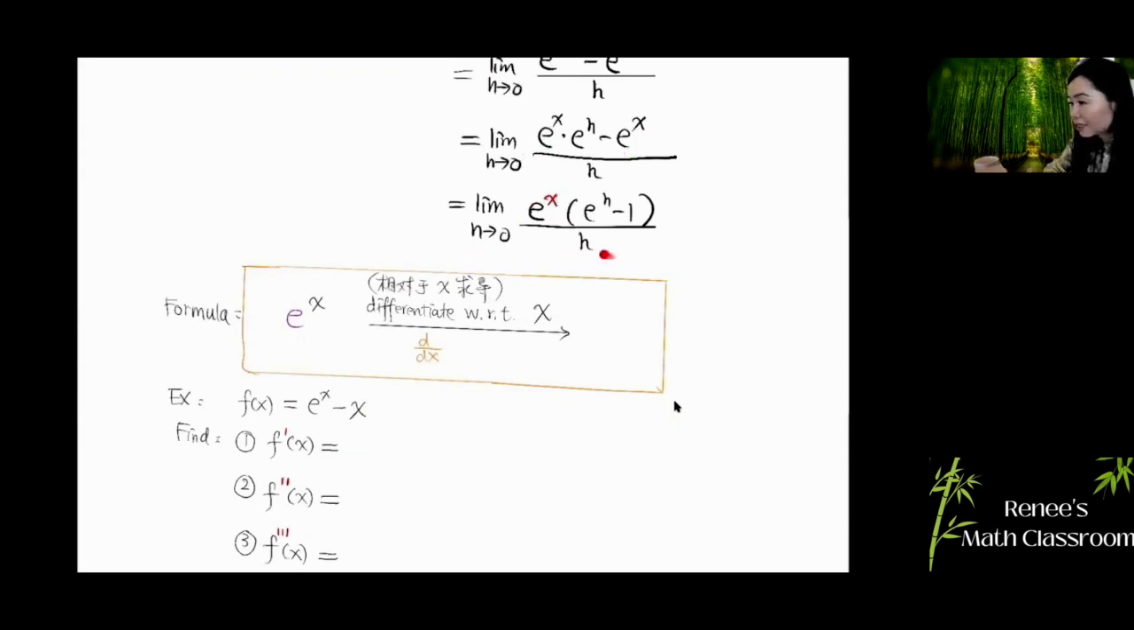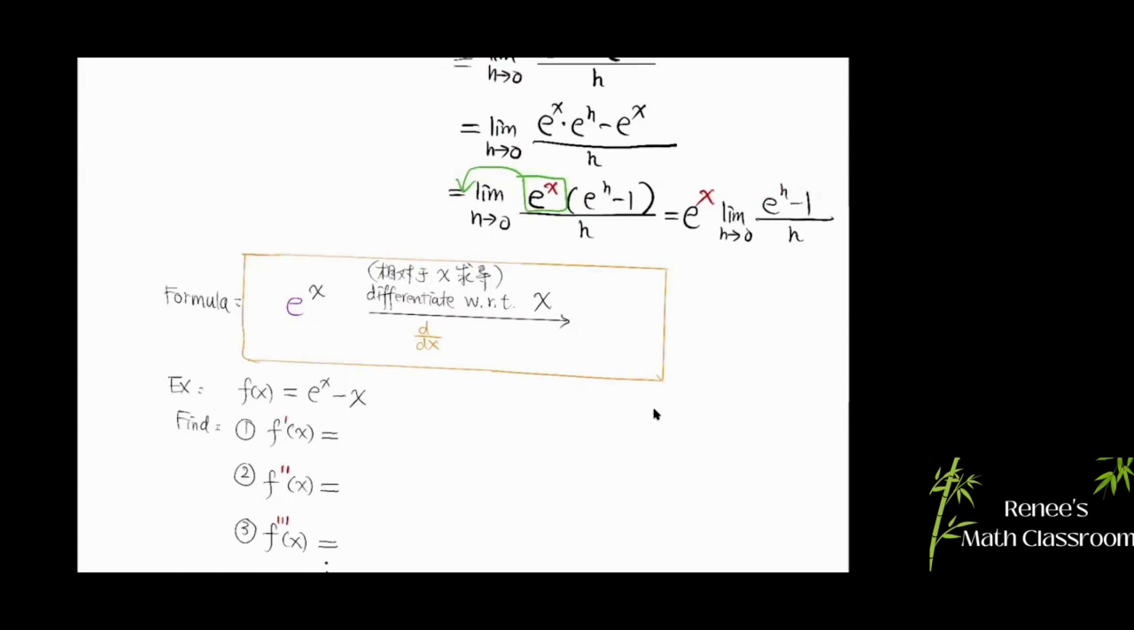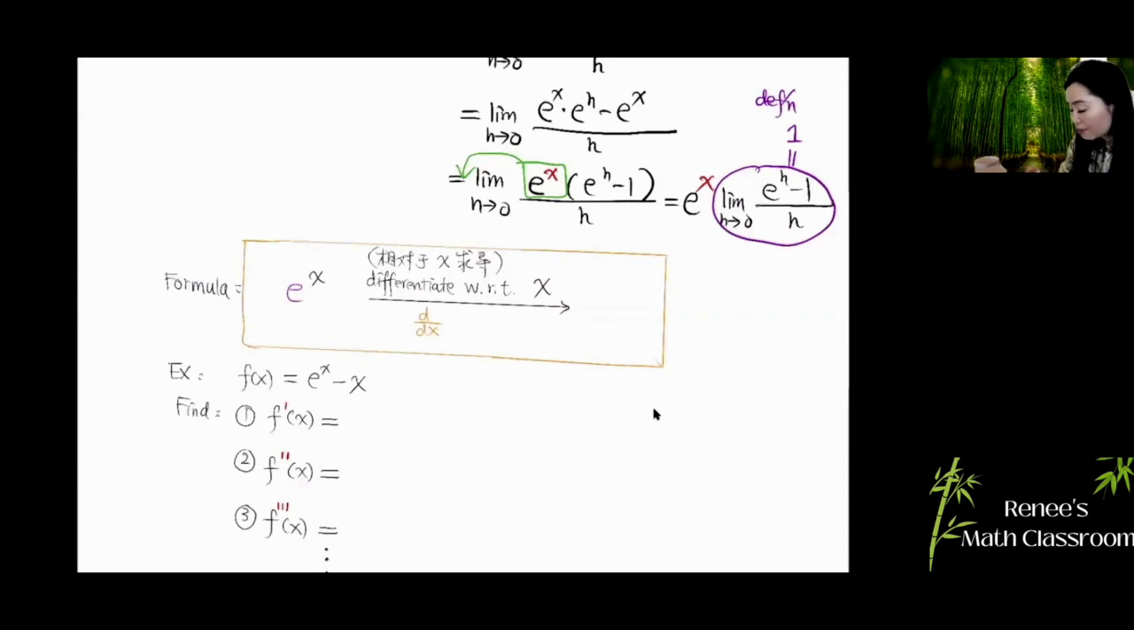Now notice that in this limit, h is changing. x is a temporary constant, so we can bring out e to the x in front of this. So we have this e to the x, and take the limit of this quotient right here. What is this limit? It is 1, by the definition. So 1 times e to the x is e to the x. So that's equal to e to the x.